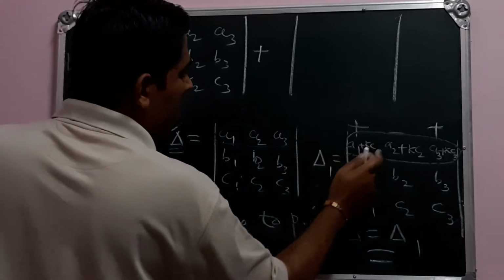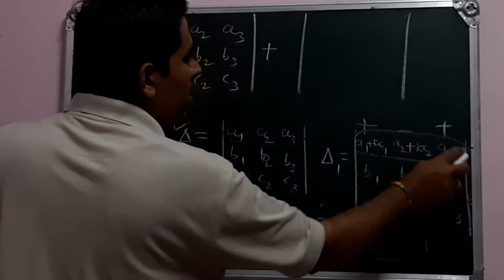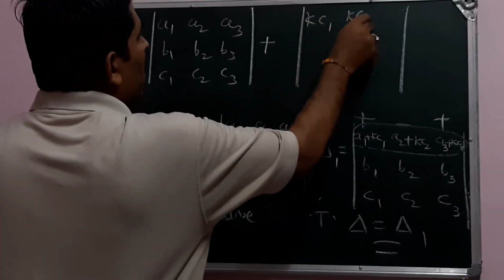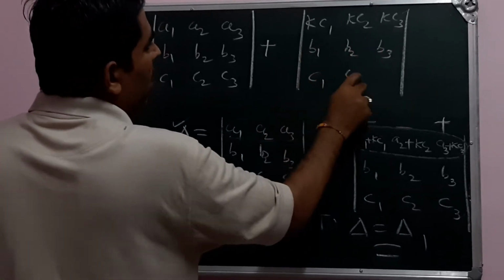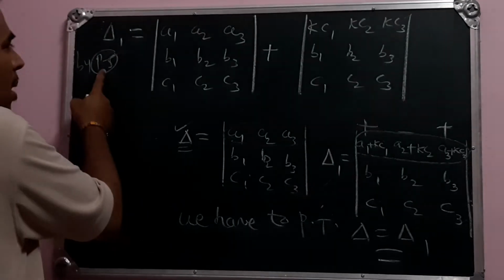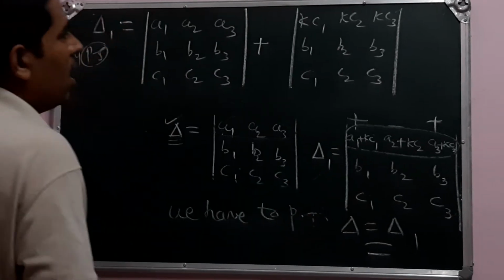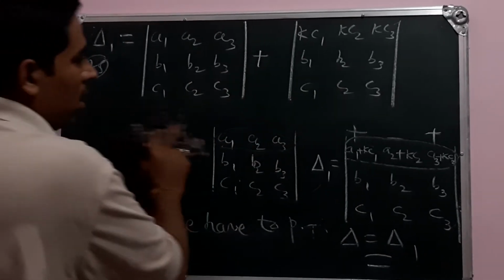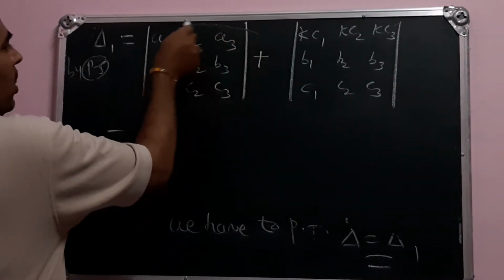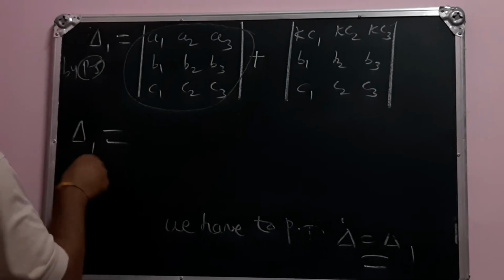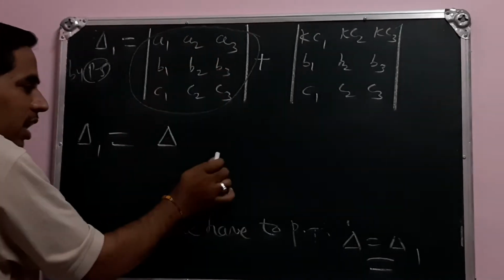Then this is a sum of two terms. In the second determinant I have KC1, KC2, KC3, so I will write that here: KC1, KC2, KC3, then B1, B2, B3, C1, C2, C3. This is the application of our fifth property. If the determinant is like this, it can be written as a sum of two determinants. I will continue here. On the left hand side I have delta 1. This is the original determinant delta we have considered here.